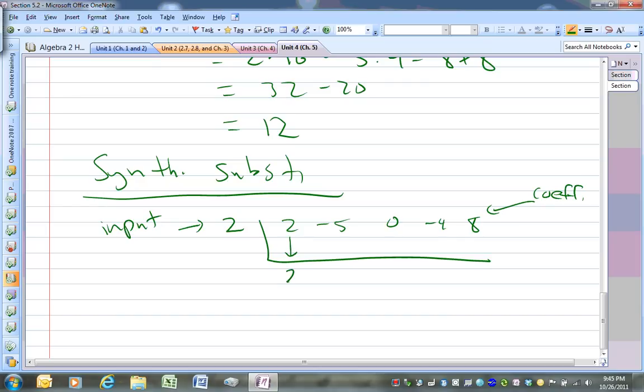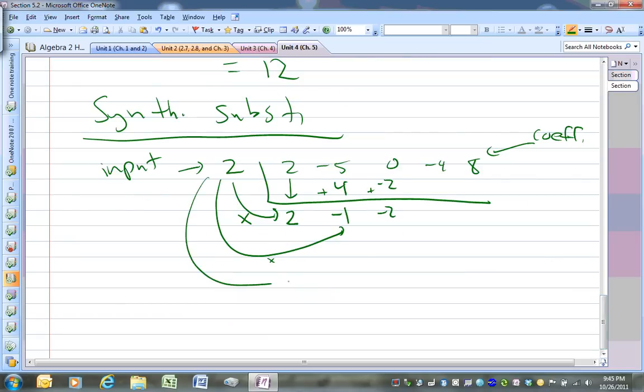You bring down the 2, and you multiply those two numbers together, which is going to be 4. Then you want to add these two, which will be -1, and then you repeat the process. You multiply those two numbers together, which is -2, add, you get -2. Repeat.